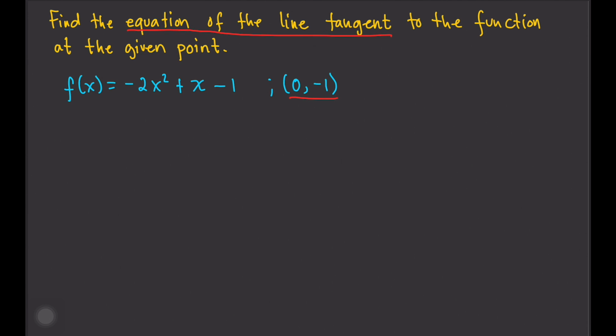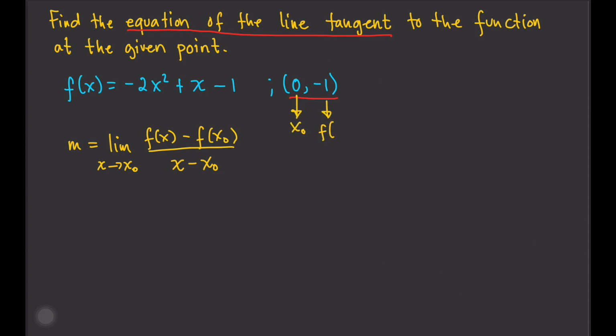Okay, and how do we do that? Well, we have a formula for that, and the formula is this. Now, what is x sub o? X sub o is this one right here, and this one is your f of x sub o. So these are the given points, and all we need to do now is to evaluate the limit.